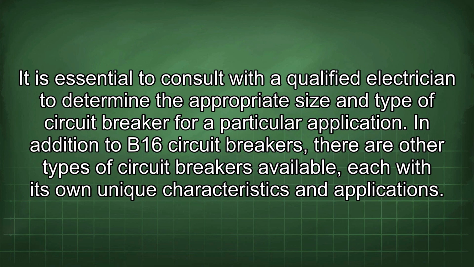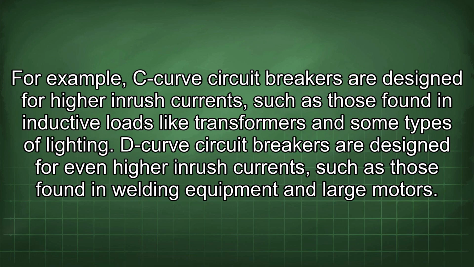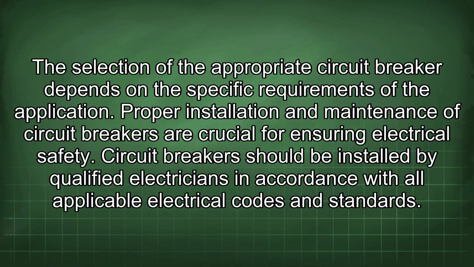In addition to B16 circuit breakers, there are other types of circuit breakers available, each with its own unique characteristics and applications. For example, C-curve circuit breakers are designed for higher inrush currents, such as those found in inductive loads like transformers and some types of lighting. D-curve circuit breakers are designed for even higher inrush currents, such as those found in welding equipment and large motors. The selection of the appropriate circuit breaker depends on the specific requirements of the application.